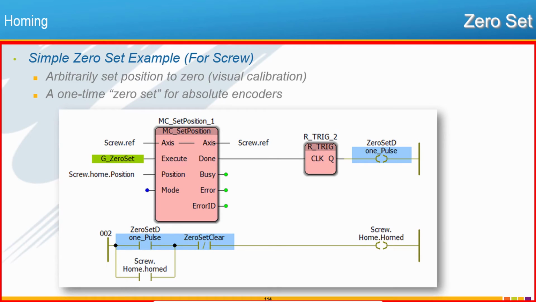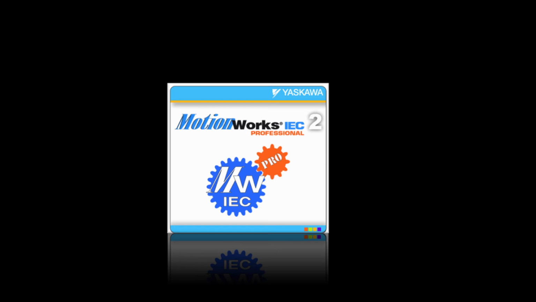So this set position will just be an arbitrary one-time set position, and if you have an incremental encoder, it'll be lost, and you'd have to manually calibrate that 0 point again. So this works really well when you have absolute encoders, just doing a simple set position. And the screw.home.homed will be retained on power cycle if you set the screw variable to be retained. So refer to this code and let's implement this here, and I'll show you my answer.